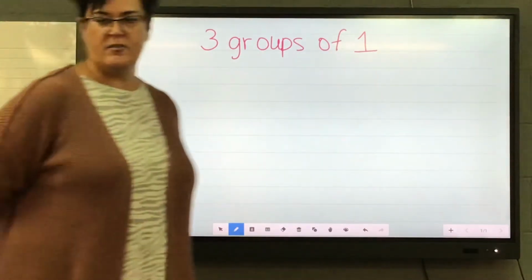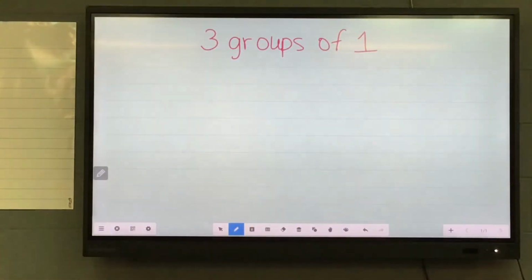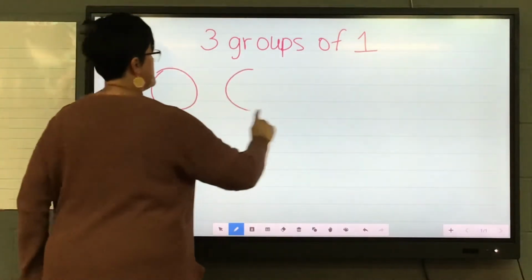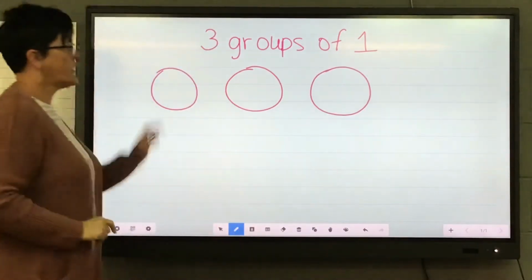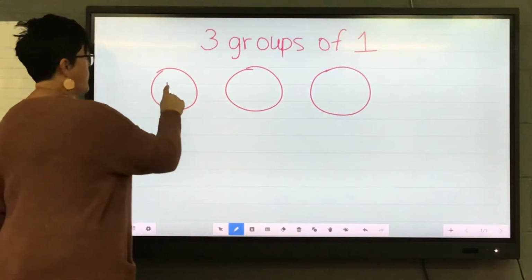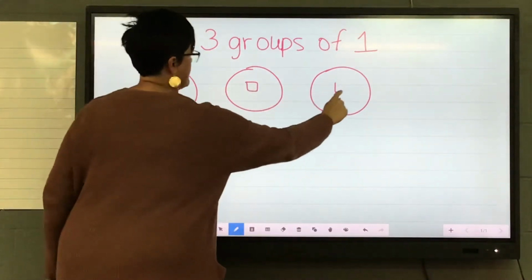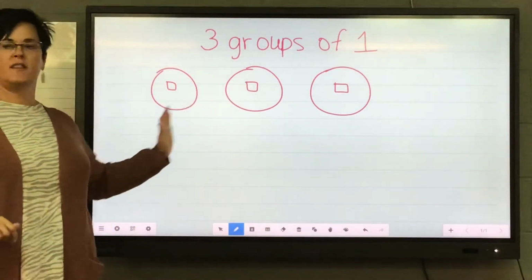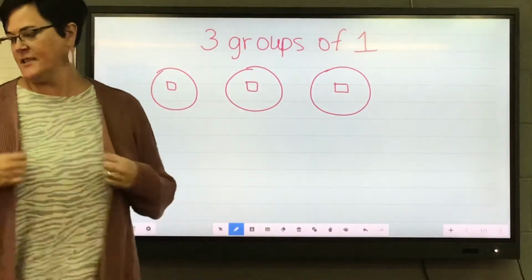Jenny's got it figured out. Connor's getting it figured out. Okay, friends. How many groups are there? 3. 1, 2, 3. 3 groups of what? So how many in each group? 1. What would be the repeated addition for this problem? Write it down on your desk.